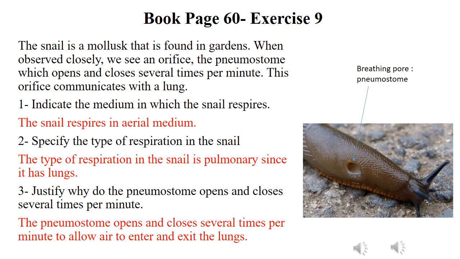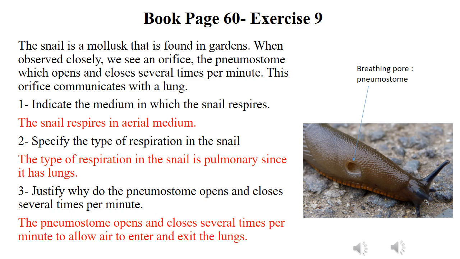When you are asked to indicate the medium, we have 2 media. Aerial medium or the aquatic medium. So, since the snail is found in gardens, it depends on the aerial respiration. So, the snail respires in aerial medium.